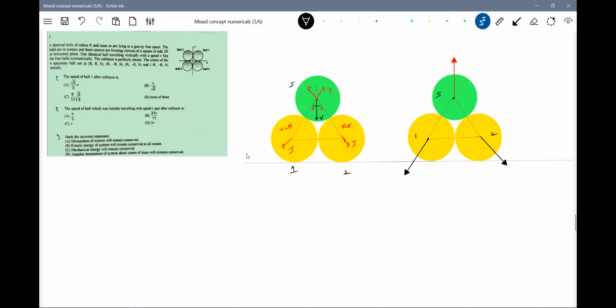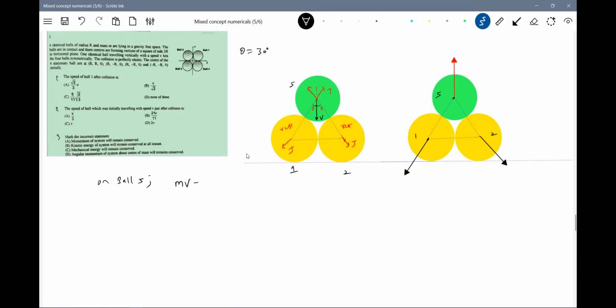Now what is theta? 30 degrees. It should be, because all are symmetric, identical balls. So theta must be 30 degrees. Apply the impulse momentum equation on ball 5. On ball 5.